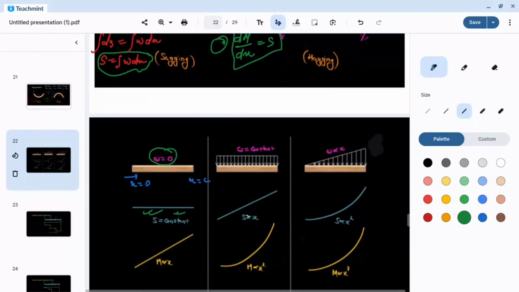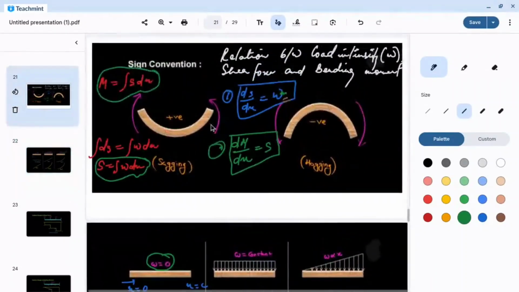So when shear force is constant, what should be the value of bending moment? The graph is linear. What should be the degree?